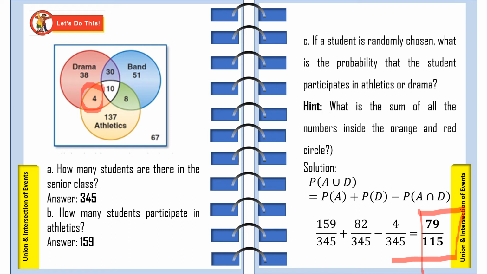Okay po. Again, that is 159 plus 82 minus 4. And then, lowest term natin siya, di-divide natin yung sum niya sa 345. And that's it. Yun na yung ating magiging sagot. Nakukuha? Nakukuha. Okay, very good. Next.